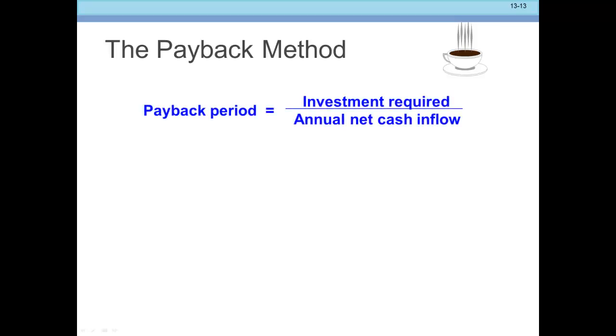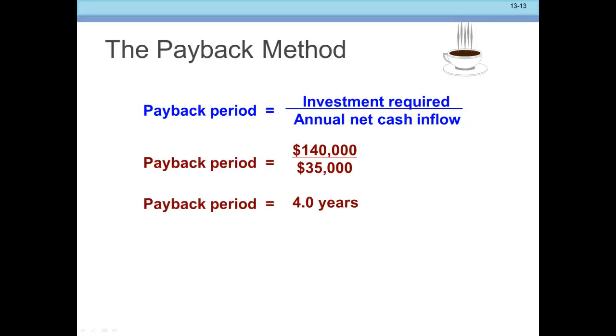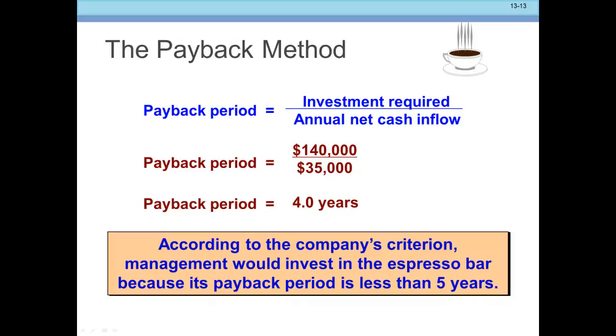Well, payback period is the investment required divided by the annual net cash flows. So that would be $140,000 divided by $35,000, or 4 years. That's right. So since the company requires a payback shorter than 5 years, they would probably choose to do this investment.